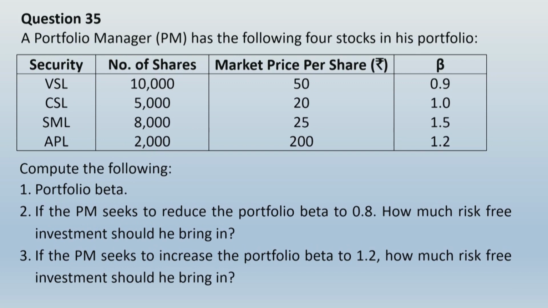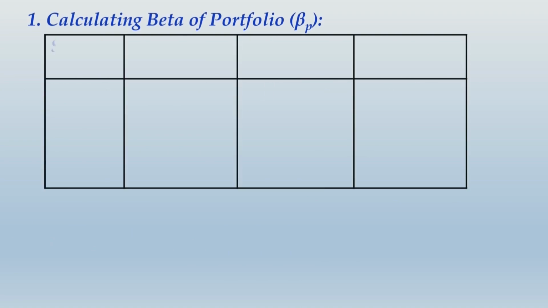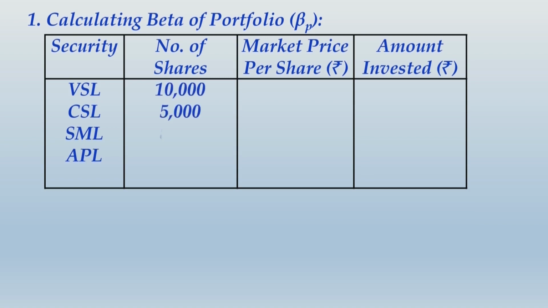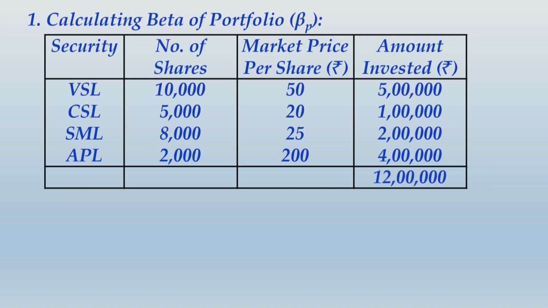As of now, let us proceed ahead with the solution and look into how to determine the portfolio beta. So what you would do is you just tabulate this information and you write up the names of securities along with the number of shares. Also consider the market price of each share and multiply the number of shares with the market price per share to get the amount invested. Of course, you have to take the total of amount invested.